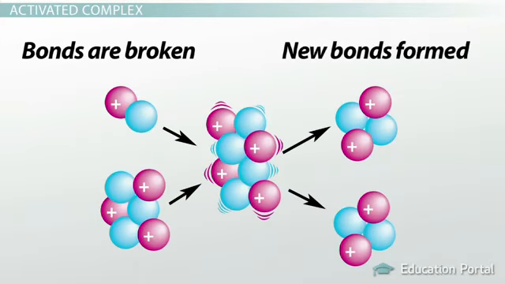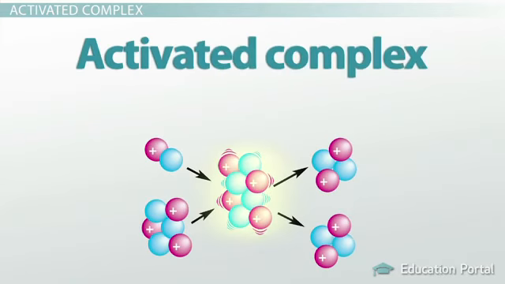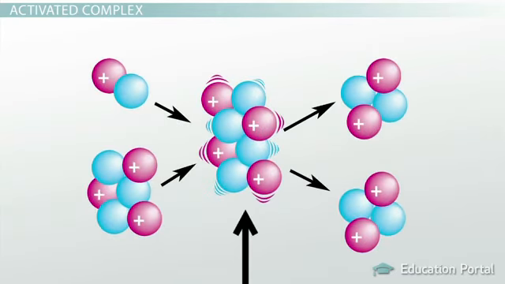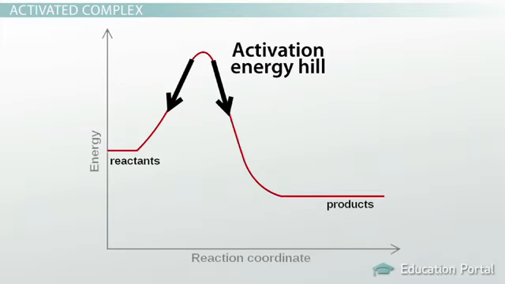When they do this, they are making an activated complex. An activated complex is an unstable state that is between the reactants and the products in a chemical reaction. The activated complex is very short-lived. The bonds are broken and remade, and the reaction continues down either side of the hill.